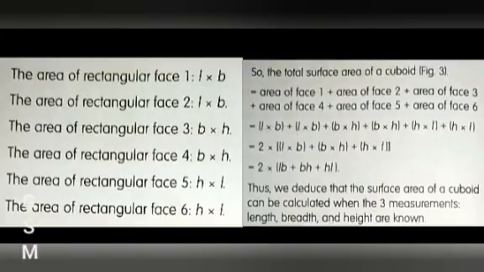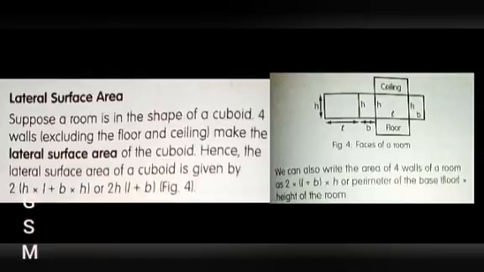Thus, we deduce that the surface area of a cuboid can be calculated when the 3 measurements, length, breadth and height, are known. Next, lateral surface area.